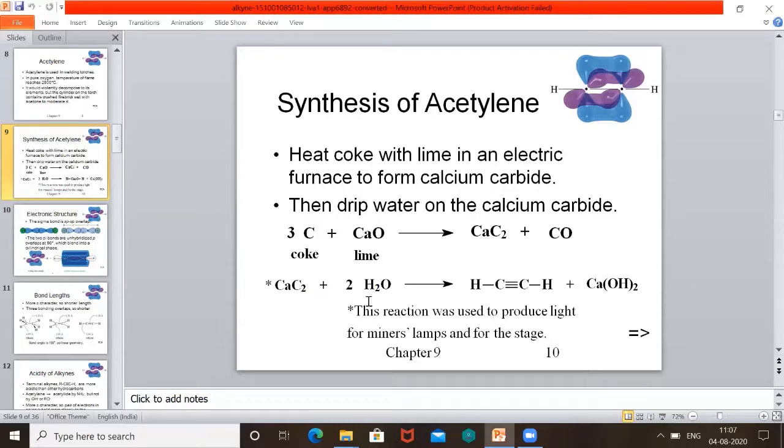Acetylene is prepared by the hydrolysis of calcium carbide. CaC2 + 2H2O gives HC triple bond CH + Ca(OH)2. Try to write down this equation and balance it.